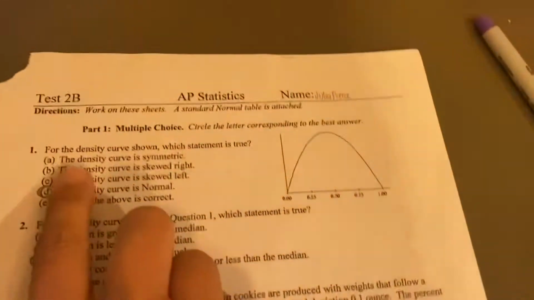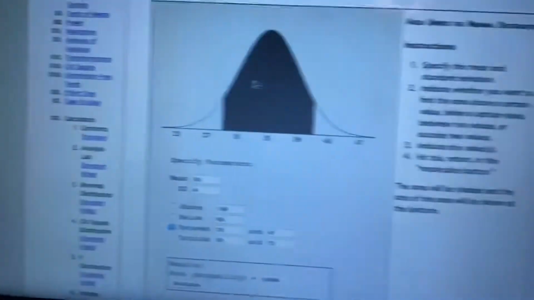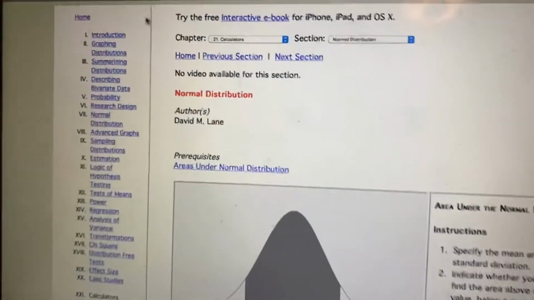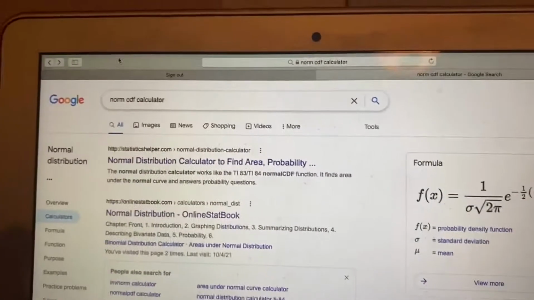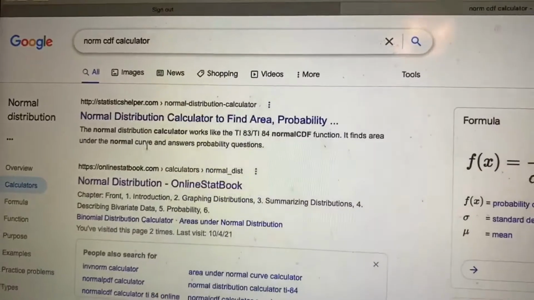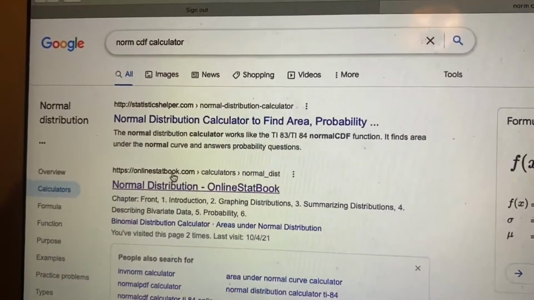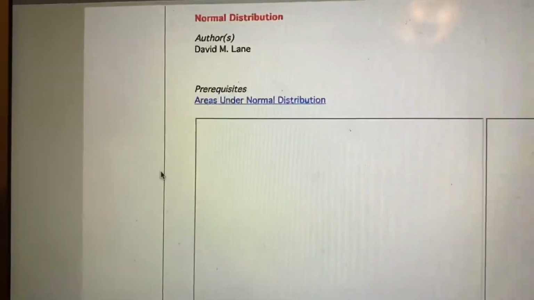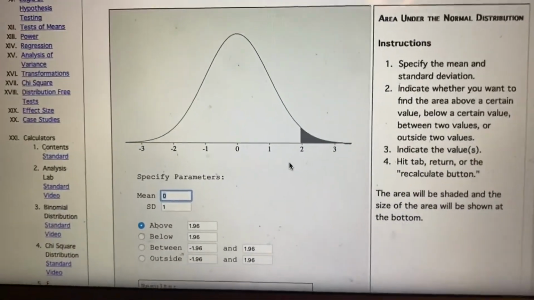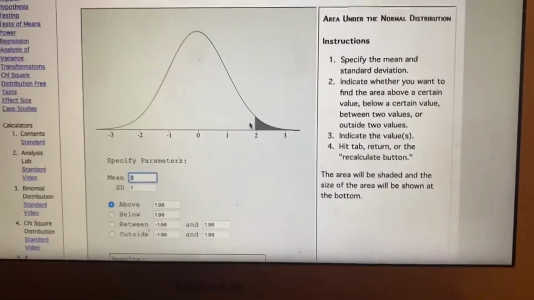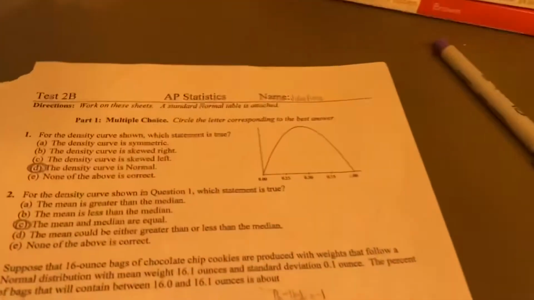Let's take a look. But first, I just want to remind you how I got to this website. If you notice, I go to Google, type in norm CDF, and this website, Online Stat Book, is the one that I'm using today. There's lots of different ones, but this is one that seems pretty useful, and it will be useful on a couple of questions.